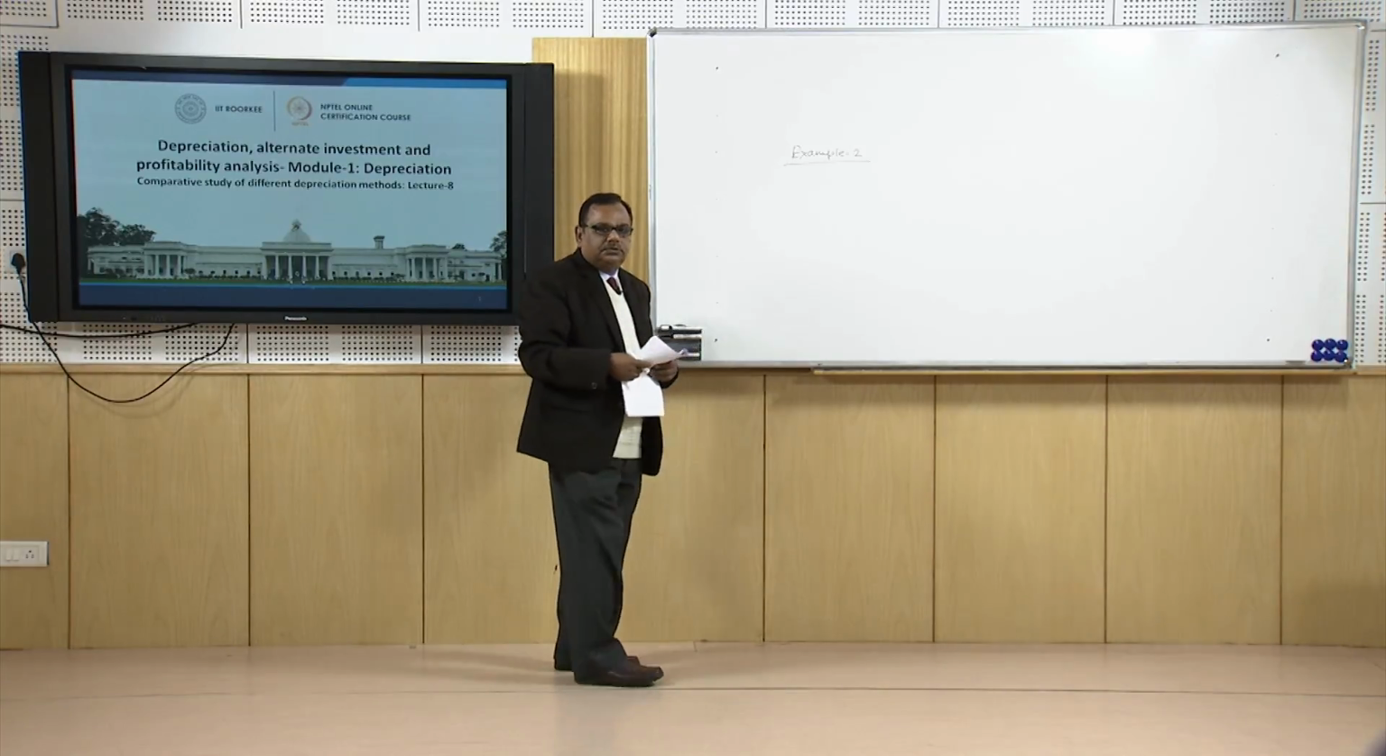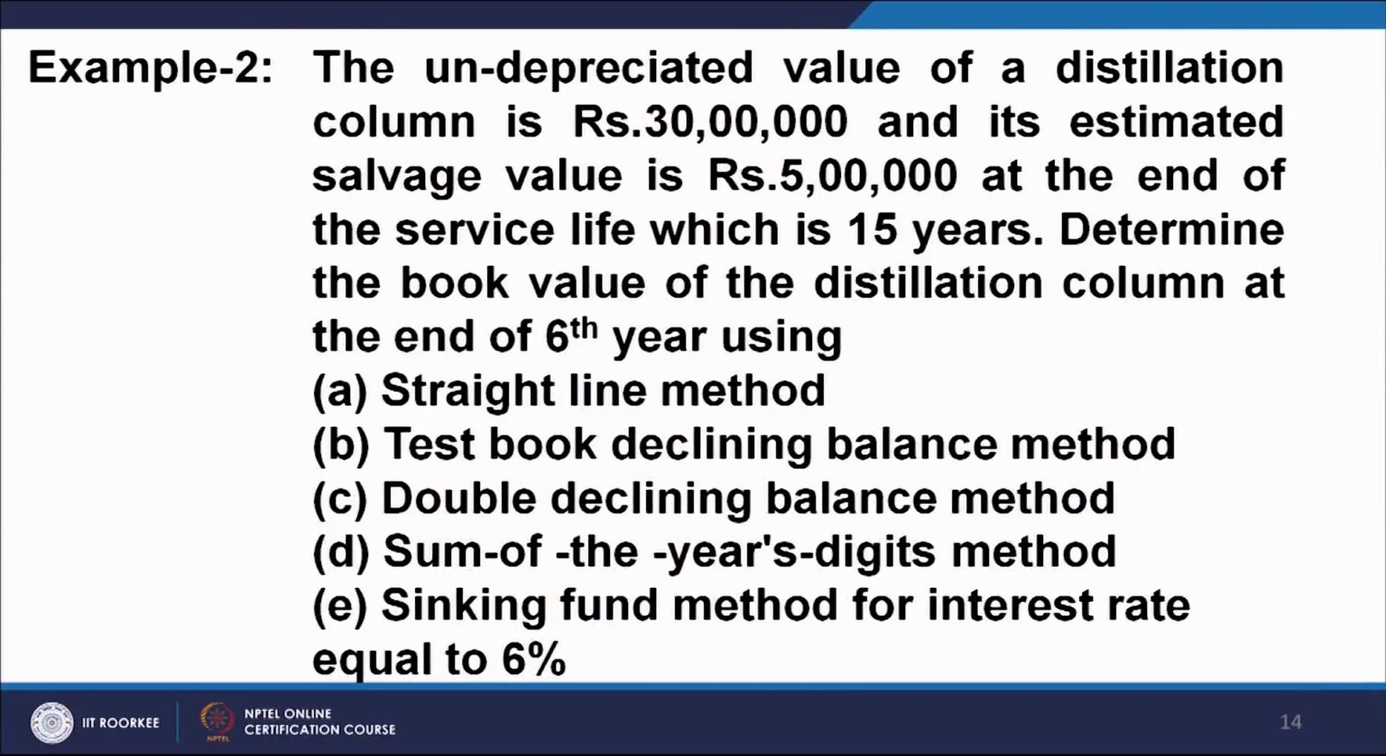Example number 2: the undepreciated value of a distillation column is 30 lakhs and its estimated salvage value is 5 lakh at the end of the service life, which is 15 years. Determine the book value of the distillation column at the end of 6th year using straight line method, declining balance method, double declining balance method, sum of the years digit method, and sinking fund method for interest rate equal to 5%.